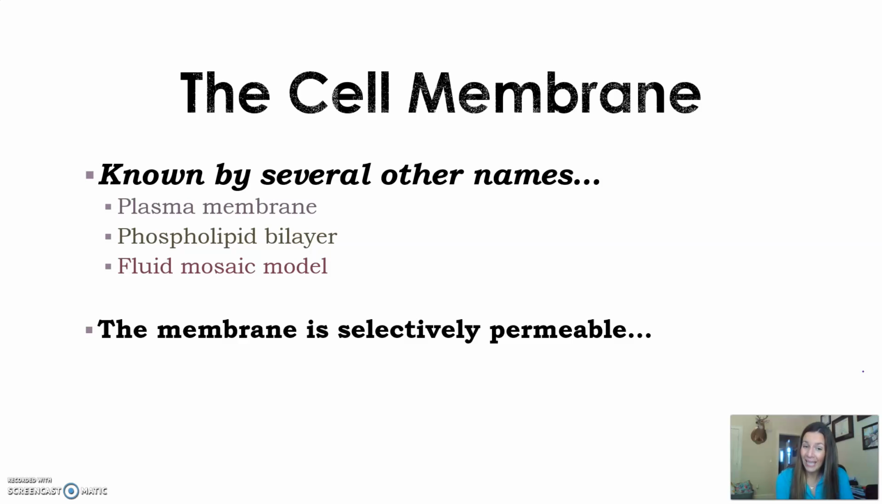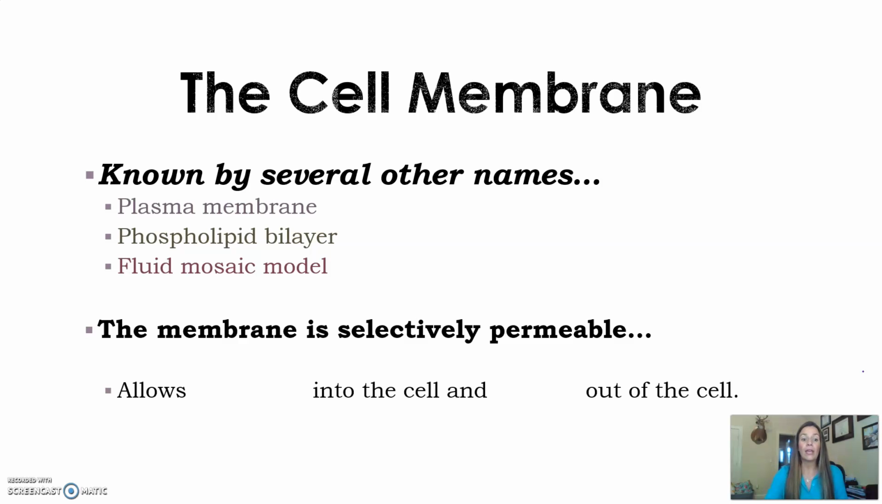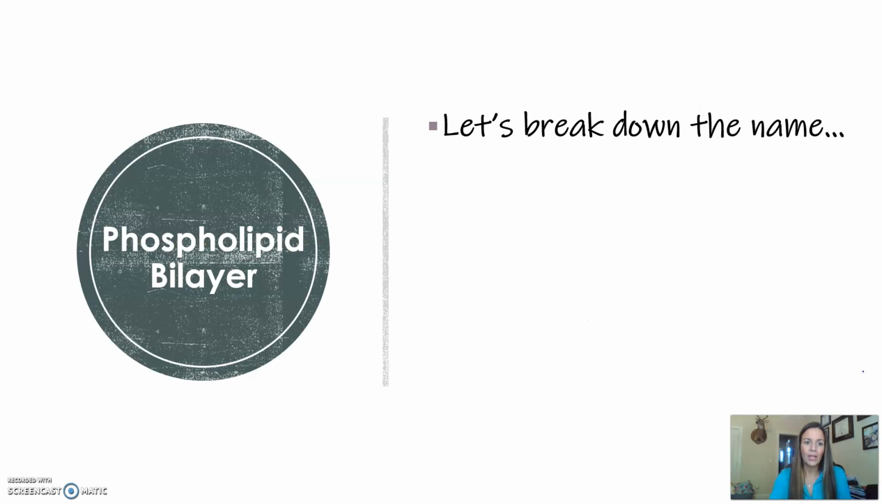And the membrane itself is selectively permeable. So this means it's choosy. It doesn't just let everything come in and out of the membrane. So it allows things like nutrients into the cell, and it also allows for waste to move out of the cell. So let's break down the name phospholipid bilayer a little bit more.